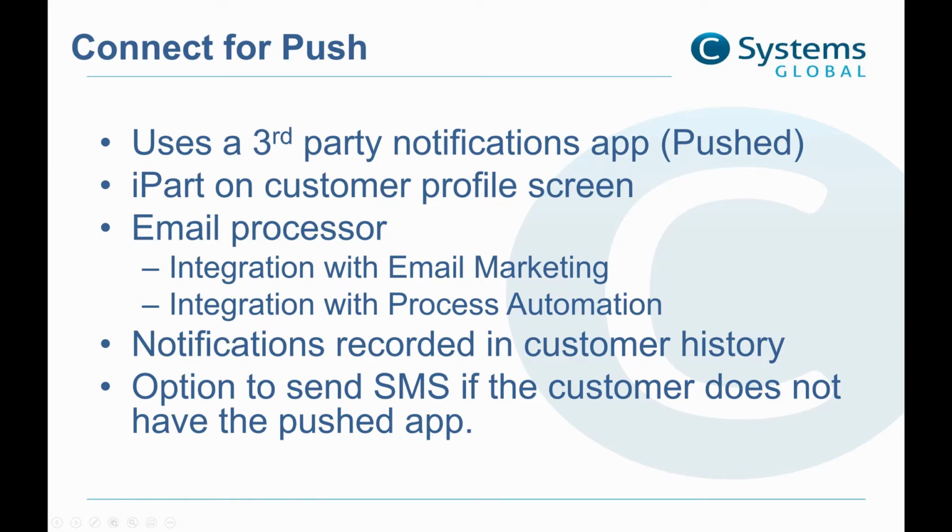So how have we solved that with Connect for Push? Well, we've partnered with a third-party application called Pushed. Your member is able to download the Pushed app from any of the major app stores and then associate that with their email address. By scanning a QR code, they're able to give you permission to send them notifications. And then an iPart on your customer profile screen within iOS allows you to send notifications directly to their mobile phone. That will appear in its own Pushed notification section, in just the same place as all the other notifications, but segregated because it is within a different app from email and everything else.